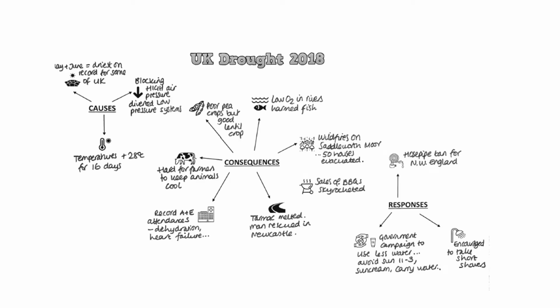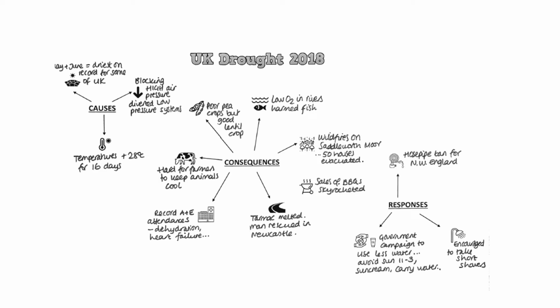Then you got the UK drought in 2018. Again, you need to know the causes. May and June were the driest on record for some parts of the UK. You had blocking high air pressure that sent any low air pressure systems that tried to come across away and kept high, equals dry, pressure across the UK. And the temperatures rose above 28 degrees for more than 16 days.